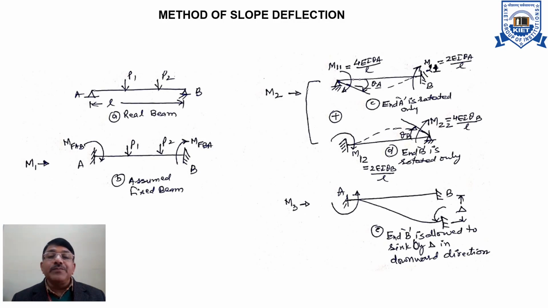To explain further how this M2, that is the moment required to rotate the ends, say M2, notice it has two parts.